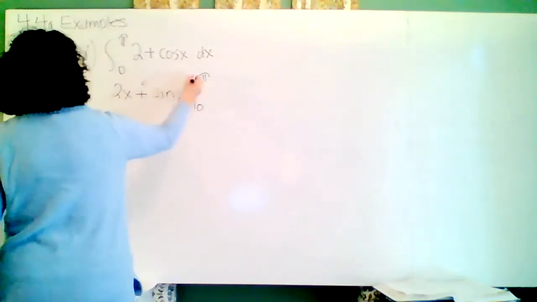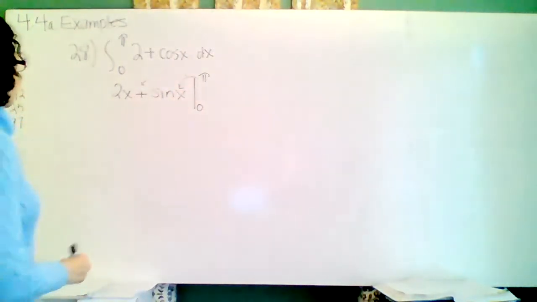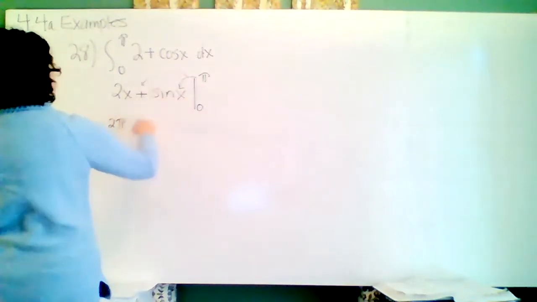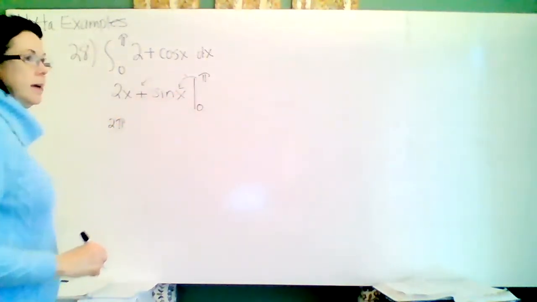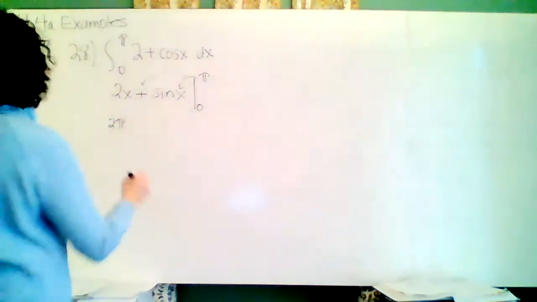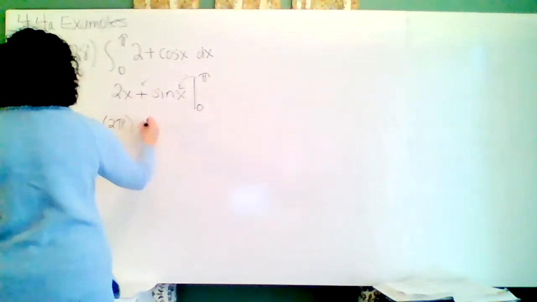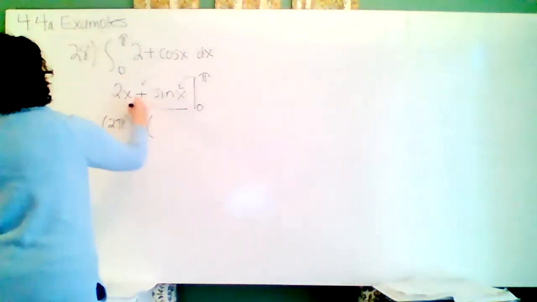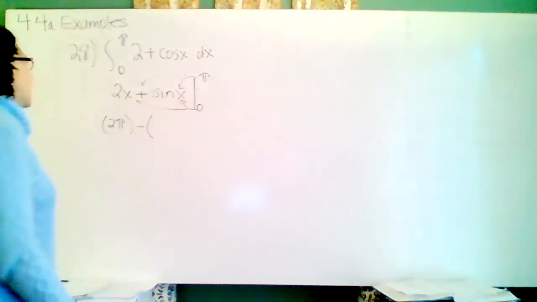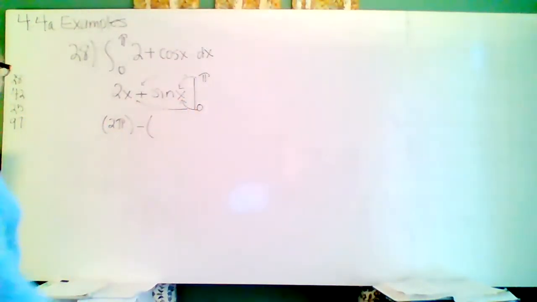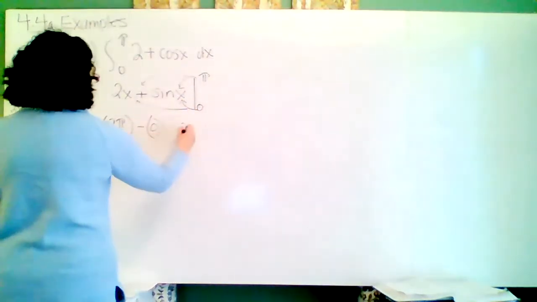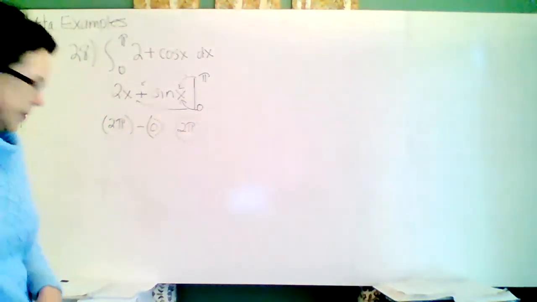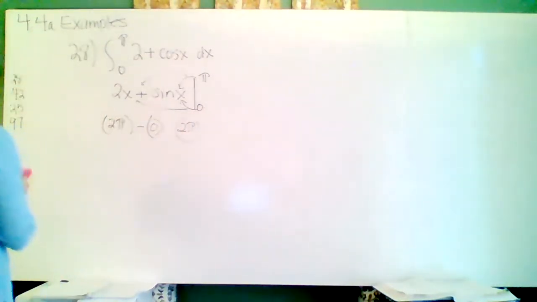Let's do our f of b. F of b would be 2 pi plus sine of pi, which is 0. So here's my f of b, minus my f of a. When I put a 0 into 2x plus sine of x, I do get a 0 out. So my answer is an area of 2 pi. Just wanted to make sure we got a little trig in there.